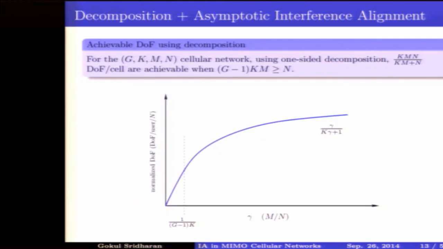If you do that, you can show that a certain number, KMN by K M plus N, degrees of freedom per cell are achievable using decomposition followed by asymptotic interference alignment. So if you plot it as a function of this ratio gamma, M over N, it looks something like this. That's all. Don't worry about the exact numbers here.